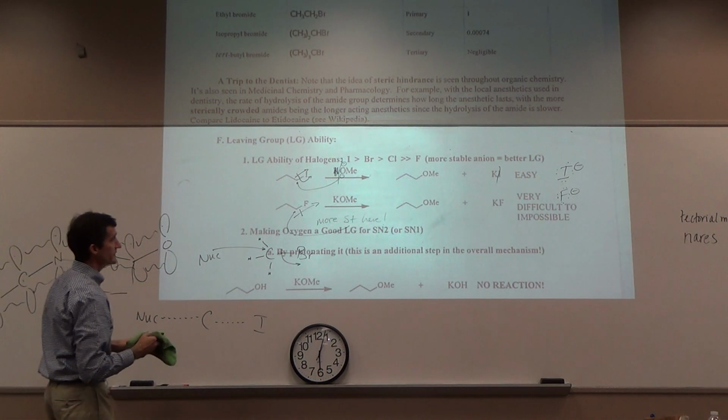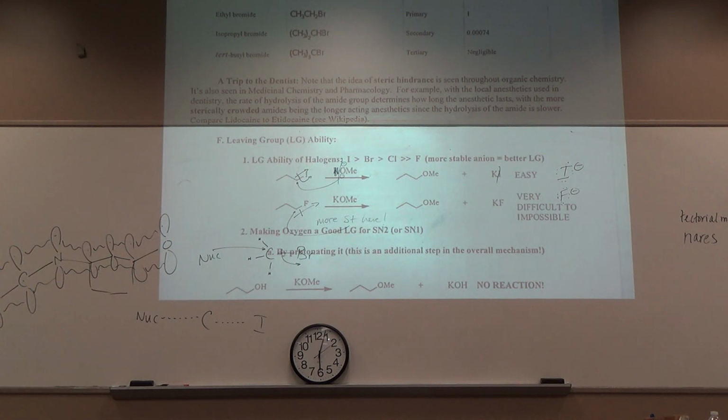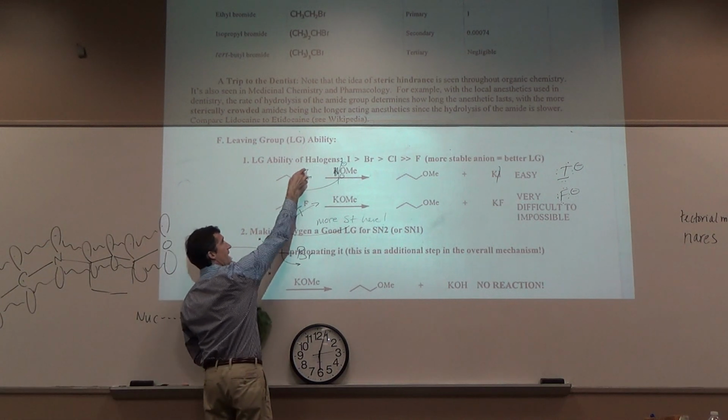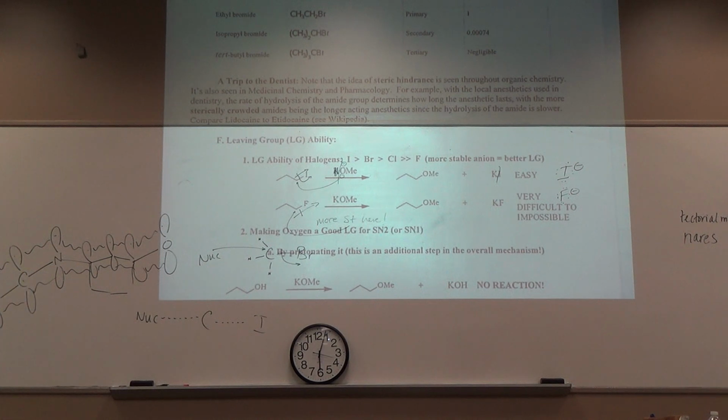Iodine. That's your best halogen. Now, iodine compounds are sometimes a little bit unstable. Also, bond strength plays into it. The C-I bond is weaker than the C-F bond. So you're breaking the weaker bond. C-F is just a strong bond. It's hard to break that.